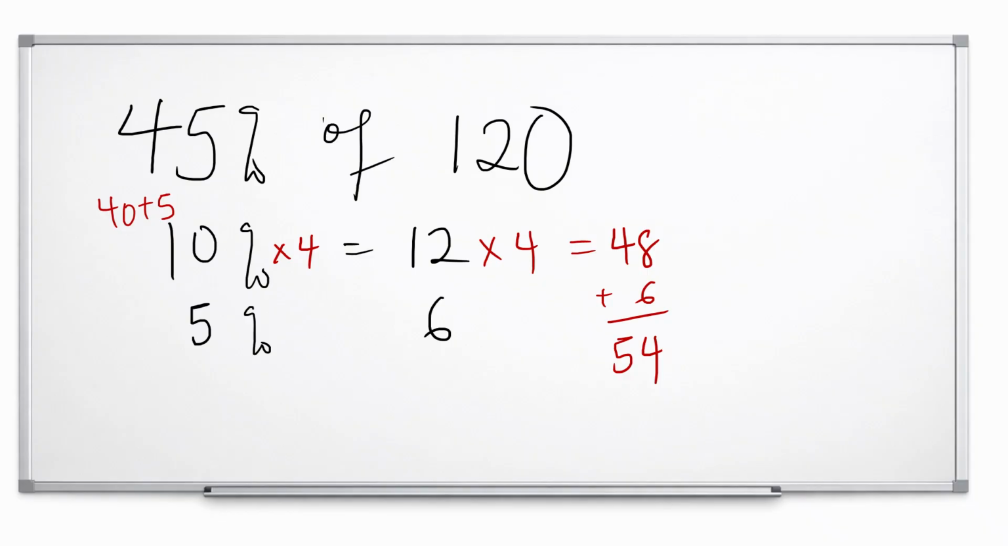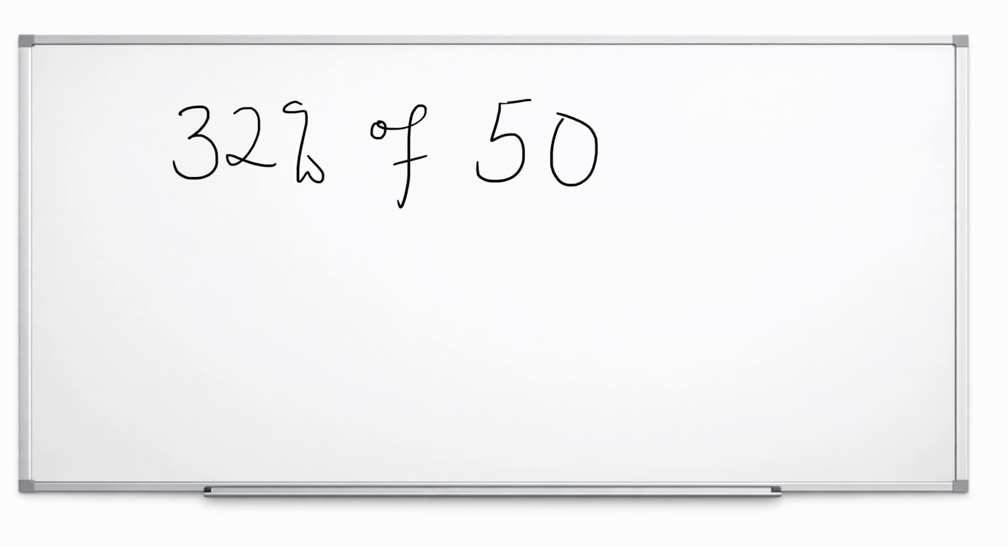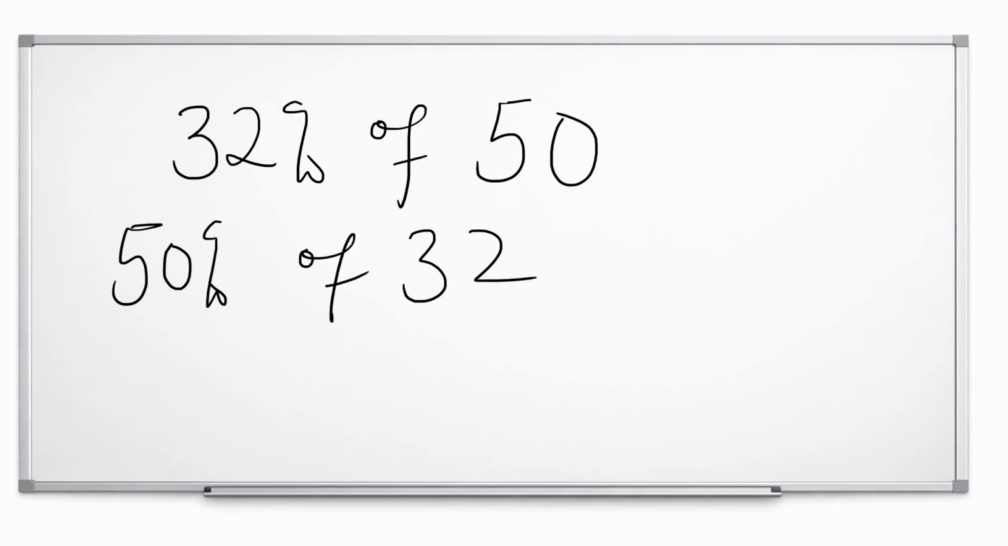Good. Now, we move into trick number 3. For trick number 3, this can be a little bit confusing if you have 32% of 50. Now, to do this, you can use the same approach I used, but this is equivalent to doing 50% of 32. They are the same. So 50% means half of 32, which is what? 16.